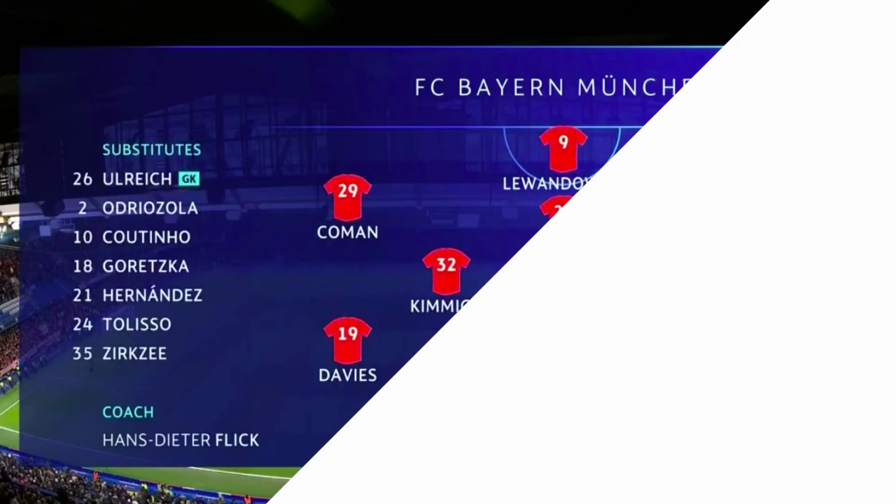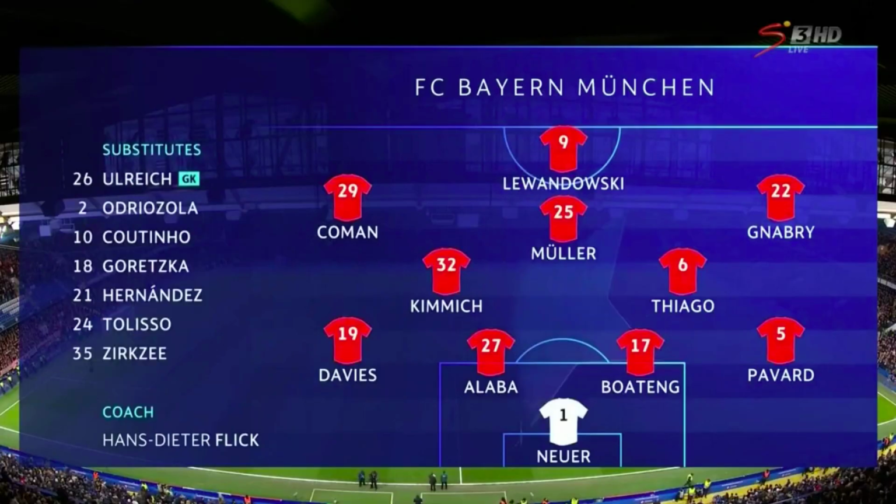Flick used a 4-2-3-1 with Neuer in goal, Pavard and Alphonso Davies the fullbacks, Alaba and Boateng the centre-backs with a midfield double pivot of Thiago and Kimmich, with Muller in the attacking midfield position, Gnabry on the left flank, Coman on the right and Lewandowski up front.